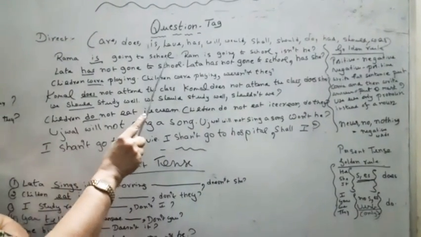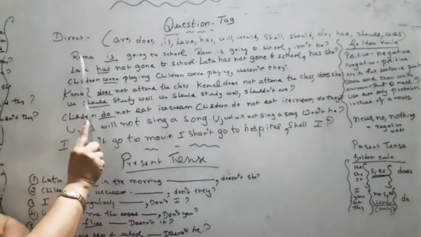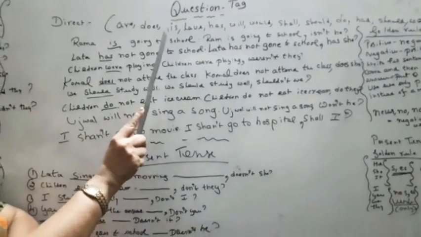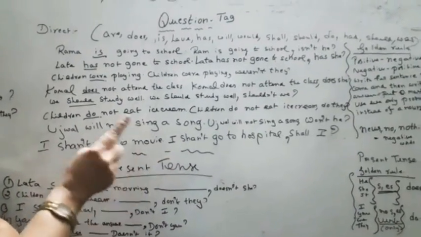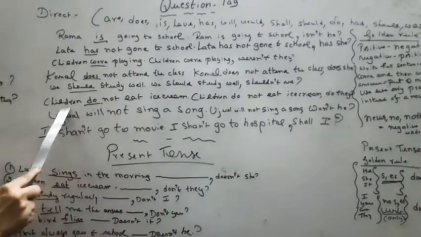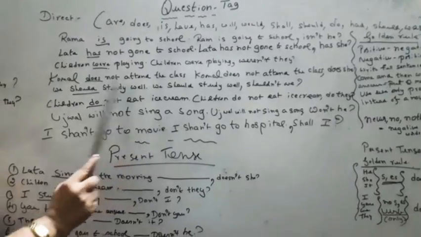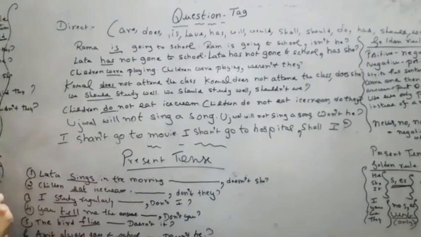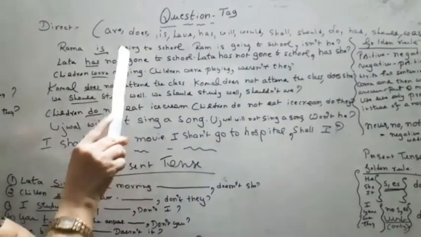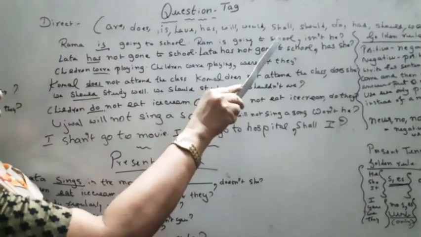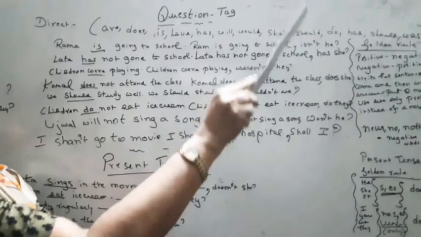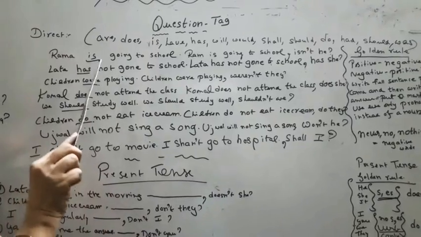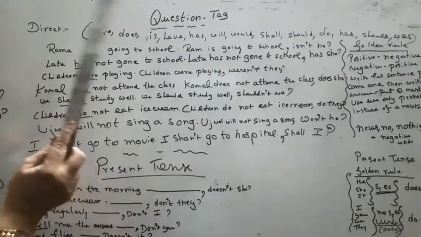If the sentence is positive, like this sentence, Ram is going to school, then you have to make it negative. And if the sentence is negative, like "children do not eat ice cream", then you have to make it positive. The first rule is: write the full sentence, then put the comma, then write the answer, then put a question mark. That is the first rule. Second rule: you have to change a positive sentence into negative and a negative into positive.